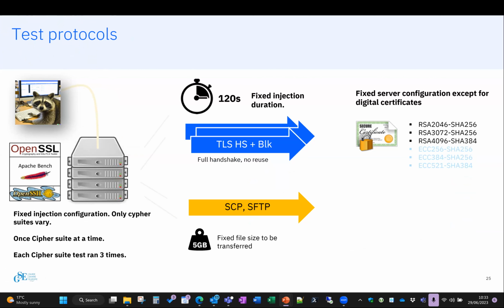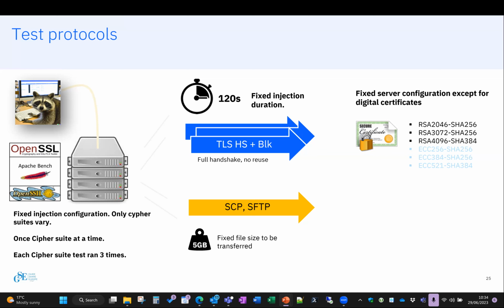I simply tried to assess what the impact will be in the worst case, where we have to negotiate a full handshake for each connection. For SCP and SFTP, I tried to bring back or put a 5 GB file, and assessed the different cipher suites according to the time and the bandwidth.